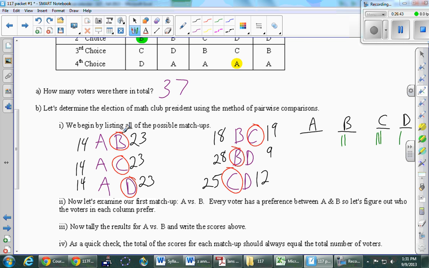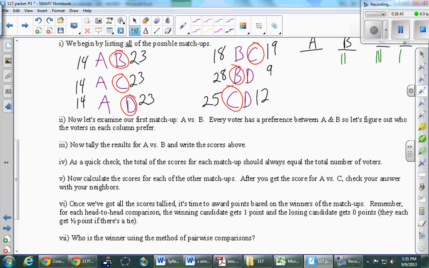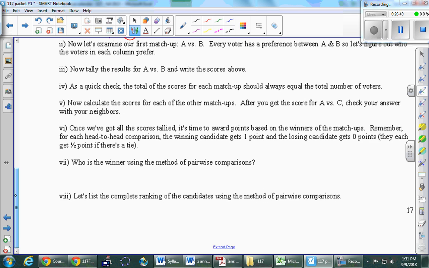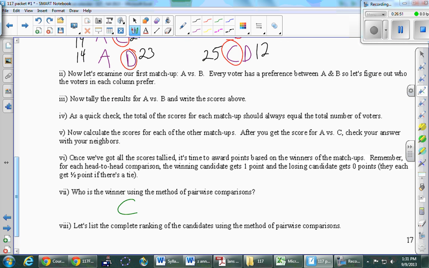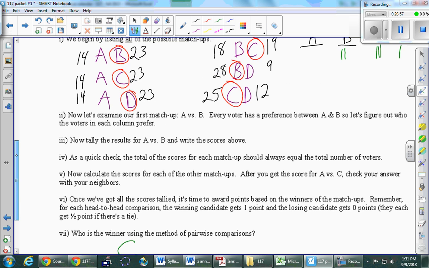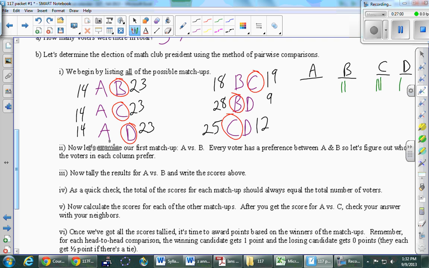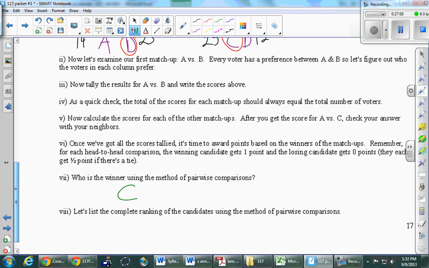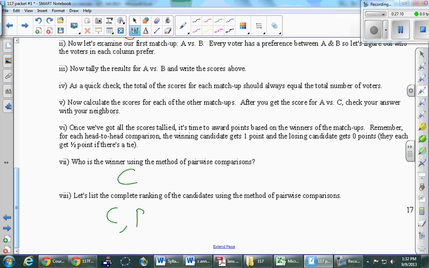All this is written up down here, but we can run down and actually find the winner. So we said the winner is C, no problem. But we can also do the complete ranking. That's the last thing on this page. So complete ranking. Who had the most points? C. Who had the second most points is B, third most, D, and fourth most, A. So C, B, D, A is the complete ranking.